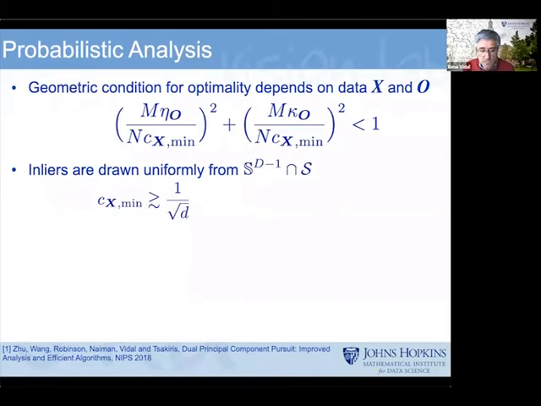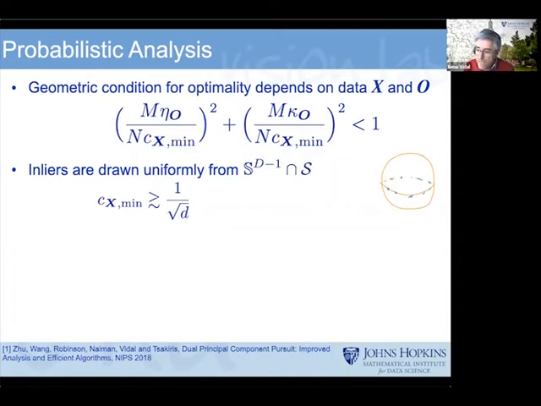So we assume that the inliers are drawn uniformly at random from the ambient sphere. So maybe I'm going to redraw what I had done earlier, where this is the ambient sphere. And so what we're assuming is that the inliers are drawn uniformly at random, say from the equator here.